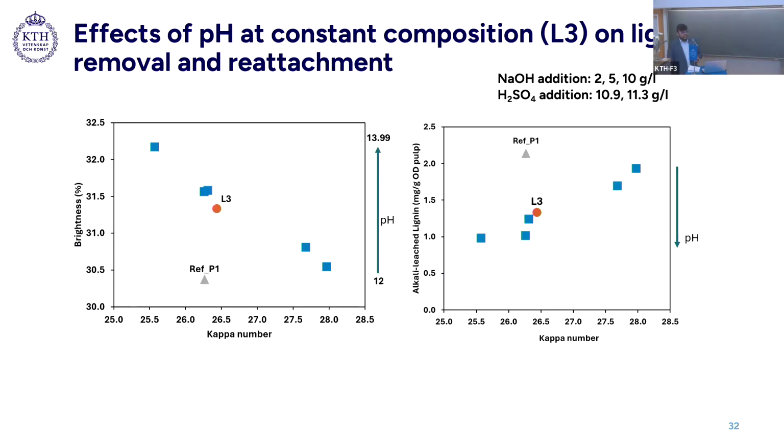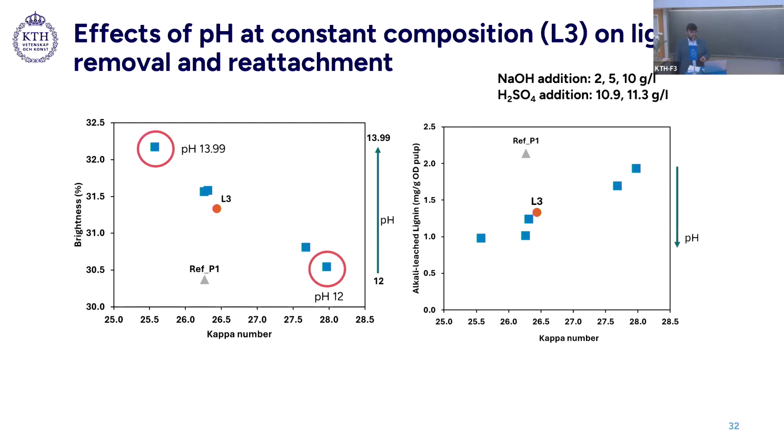Looking into the effects of pH at constant composition on lignin removal and reattachment. So the L3 liquor, the liquor with the larger lignin, was selected, and it was modified with the addition of sodium hydroxide and sulfuric acid in order to increase the pH as well as decrease it and see the effects on brightness and kappa number, as well as on alkali leached lignin.